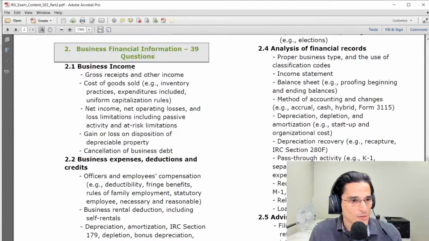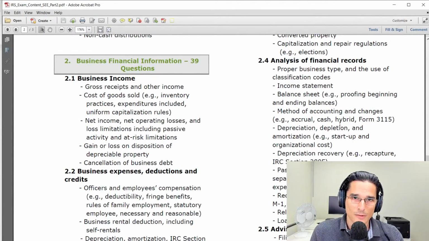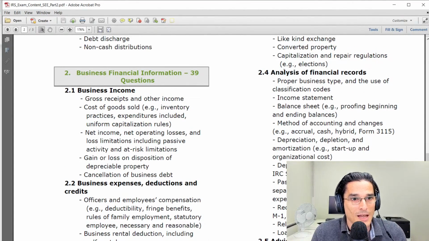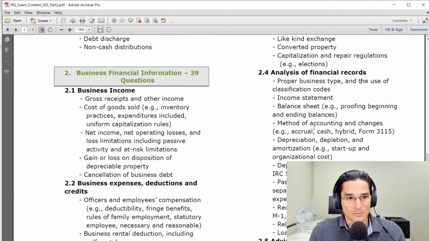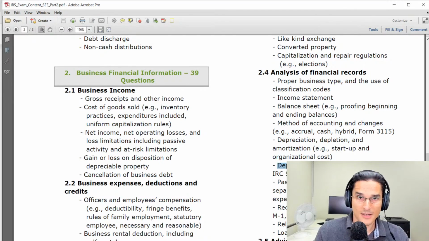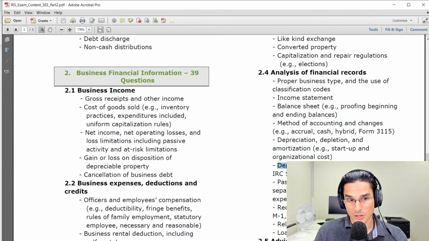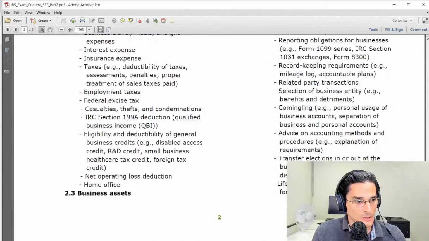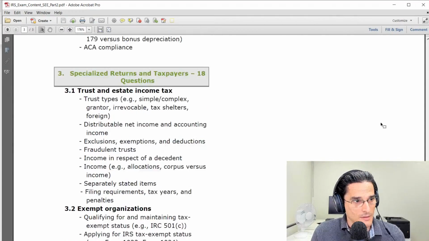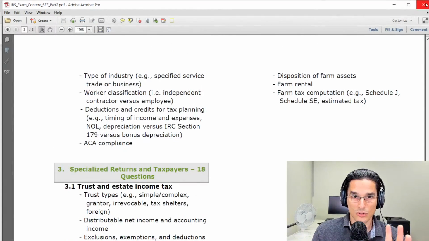As you go through this, you'll see that there are many different financial statement-based and accounting-based concepts. And look at over here, analysis of financial records, income statement, balance sheet, method of accounting, depreciation recovery. That's not really a concept that is available on the book side, but certainly on the tax side, that's applicable. And that's why the accounting background is going to definitely play in much more on this business section 2 of the EA exam.